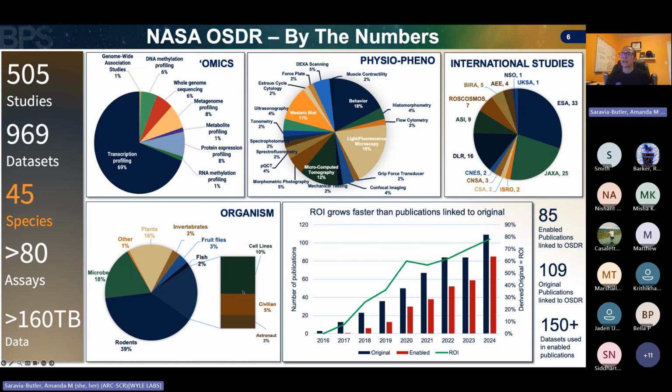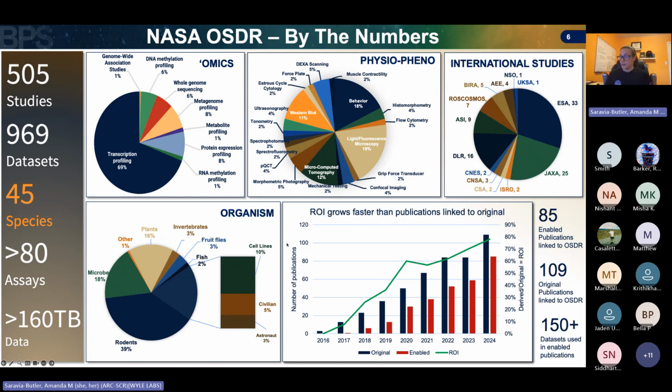And then for our human data, we have it broken down here into human cell lines, which a lot of work is done on. And then recently we got a huge surge of civilian astronaut data from the SpaceX Inspiration4 mission, which is pretty exciting. And then we also have actually some JAXA astronaut data. Importantly, we do not currently host any NASA astronaut data.